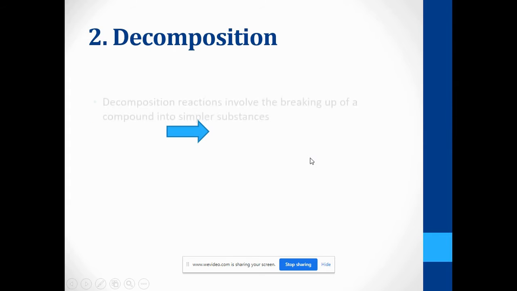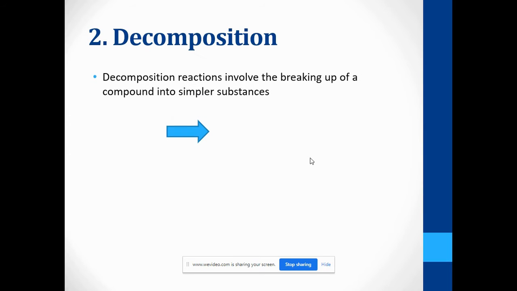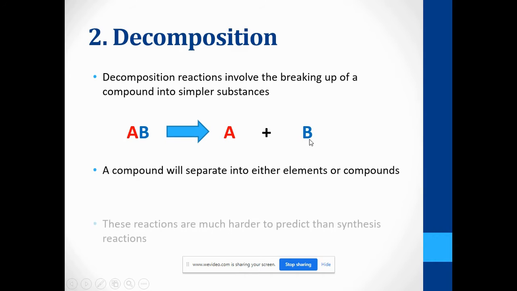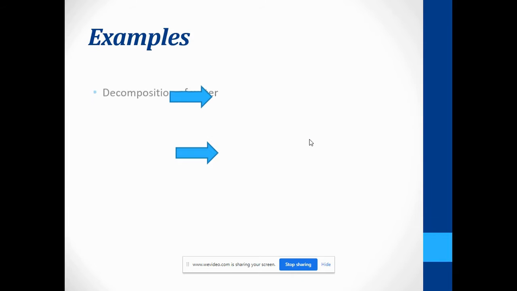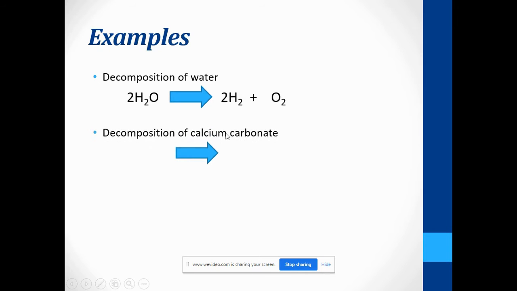Okay, decomposition is the reverse. So it's the breaking up of a compound into simpler substances. So you just do AB and you break it up into A plus B. These reactions are much harder to predict than synthesis reactions. Examples are the decomposition of water: water is going to break down into hydrogen and oxygen. The decomposition of calcium carbonate is going to make calcium oxide plus carbon dioxide gas.